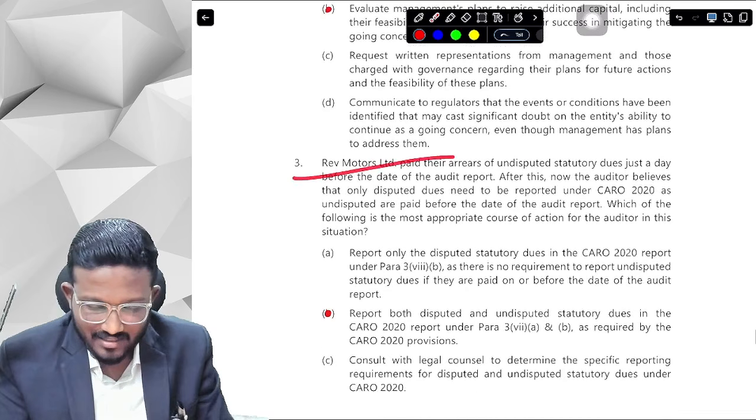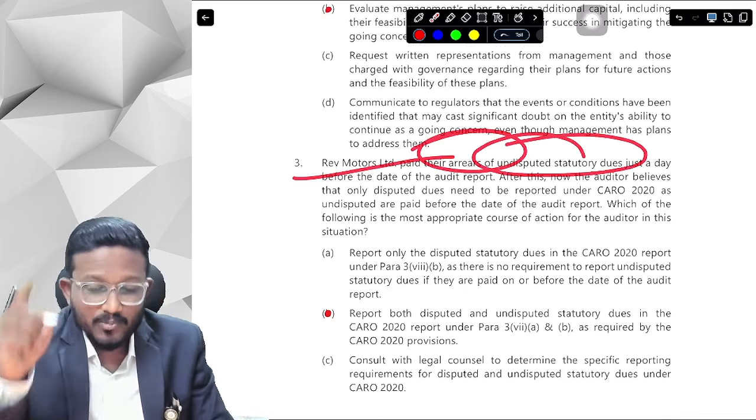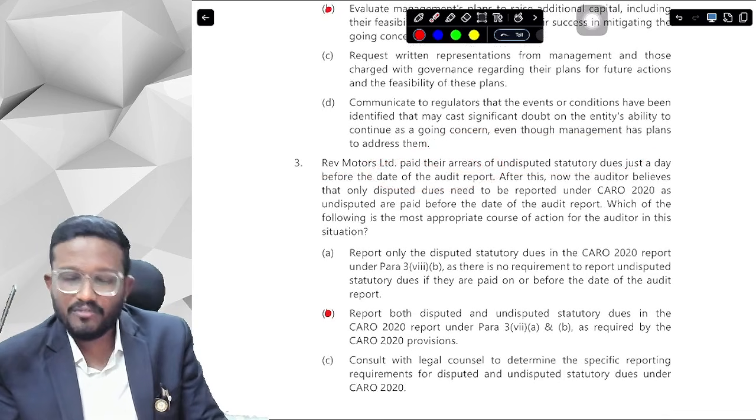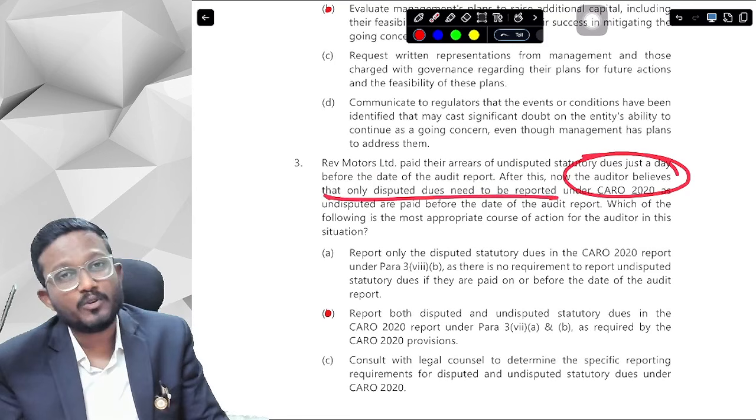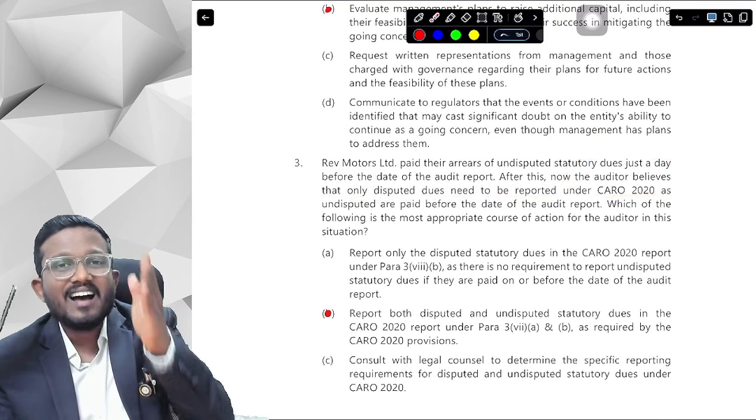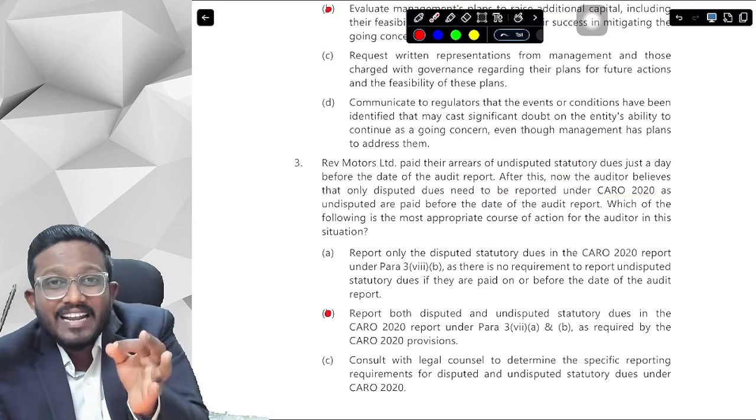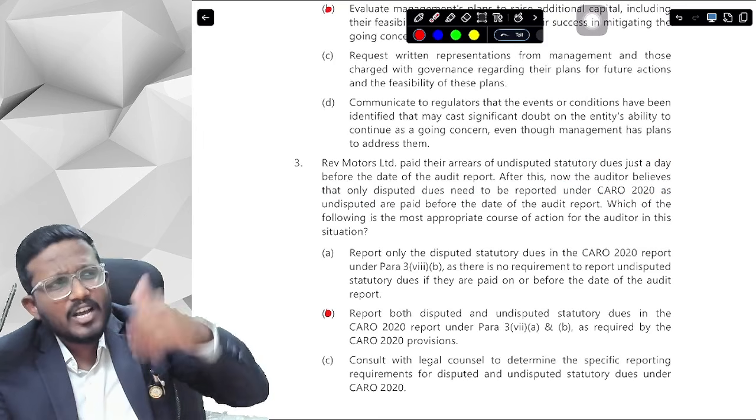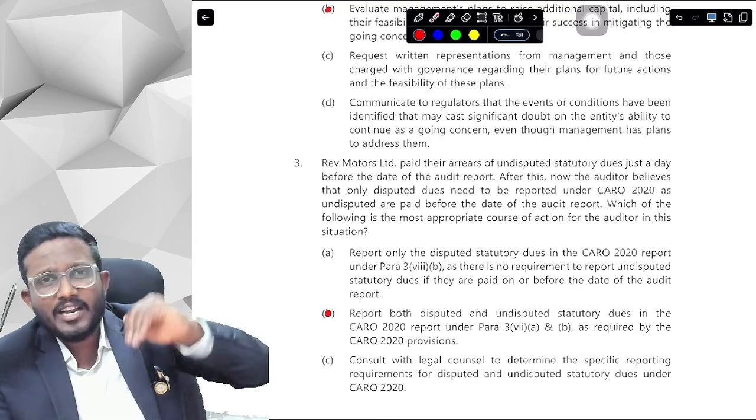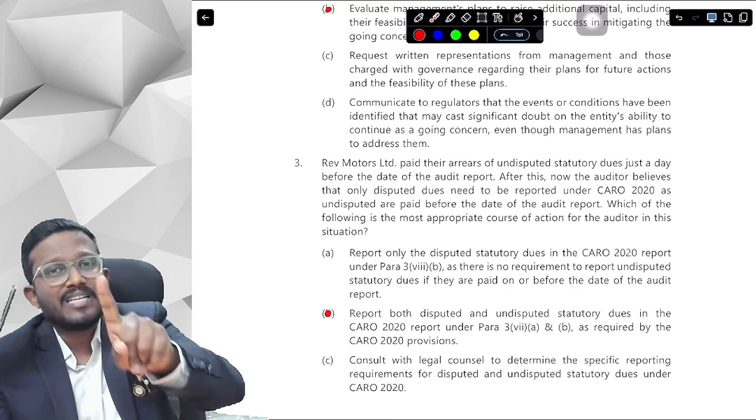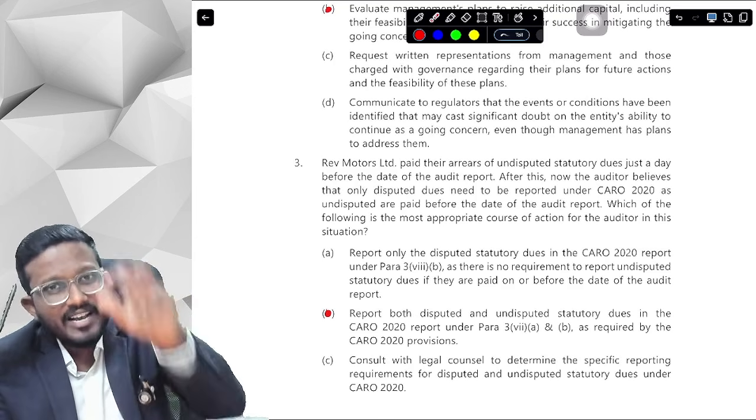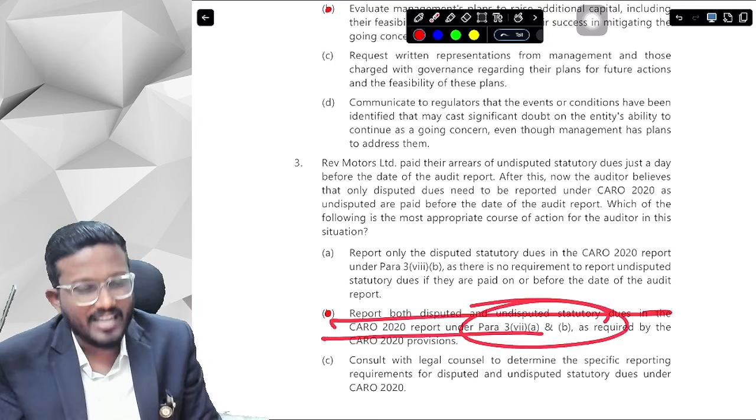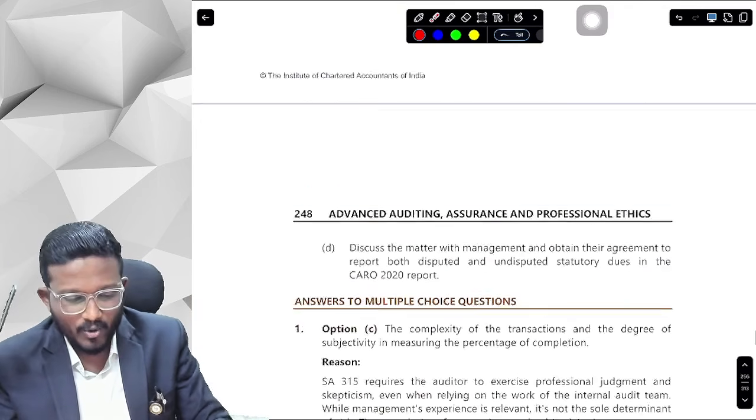So basically there is this company which has paid the arrears of undisputed statutory dues just a day before the date of the audit report. After this, the auditor thinks that only disputed dues need to be reported. The undisputed dues which are outstanding on the date of the financial statements need to be reported. It doesn't matter whether they have been paid before the date of the auditor's report or not. If they were outstanding on the date of the financial statements, they need to be reported. So in this particular case, both undisputed and disputed statutory dues would have to be reported as per clause 7A and B of CARO 2020.